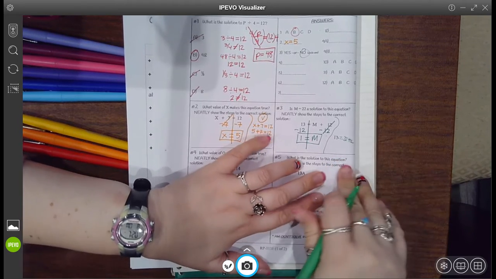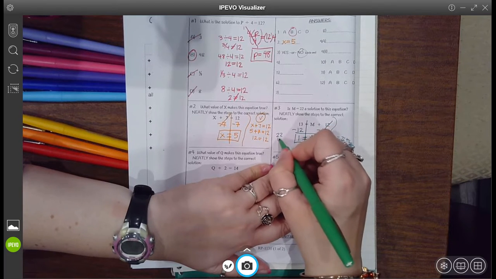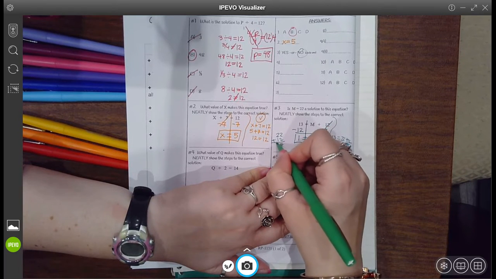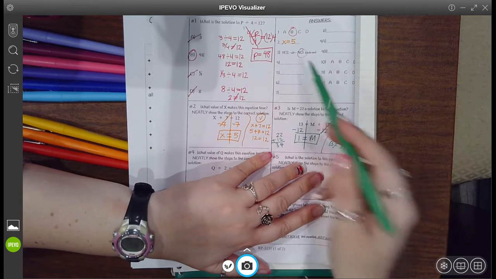Okay, and when you simplify 22 plus 12, don't be afraid to work that out off to the side. Okay, you get 34 equals 13. Clearly, that's not a true statement, so you would again get no.